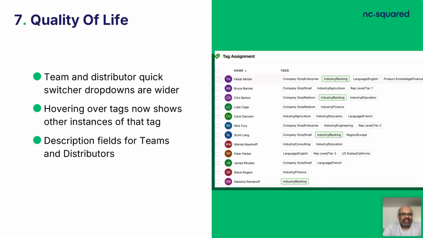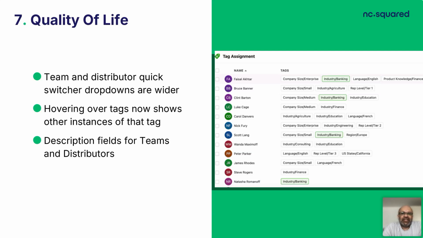And then in addition to these enhancements, we've also made a number of quality of life fixes. So for both teams and distributors, the quick switcher dropdowns have been widened to allow for better visibility of options when these are opened. When hovering over a tag on the tag assignment page, it will now highlight all other instances of that tag assigned to other users. And you can see that here on the right-hand side.